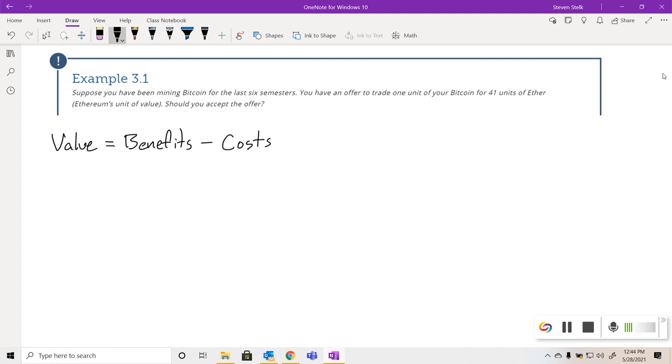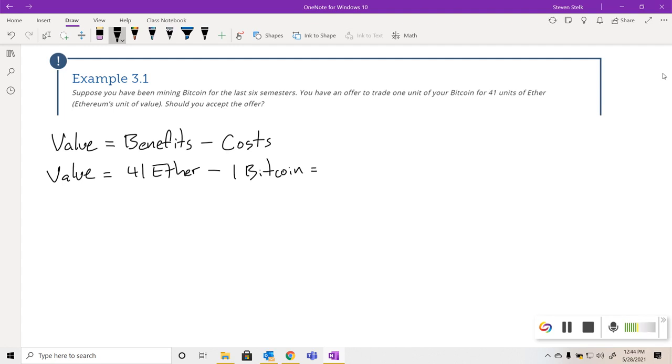In this example, if we were to decide to take it, we would receive 41 units of Ether. All right, so our value is equal to 41 units of Ether. Our cost, or the thing we're going to give up, is 1 unit of Bitcoin. So 41 units of Ether minus 1 unit of Bitcoin.